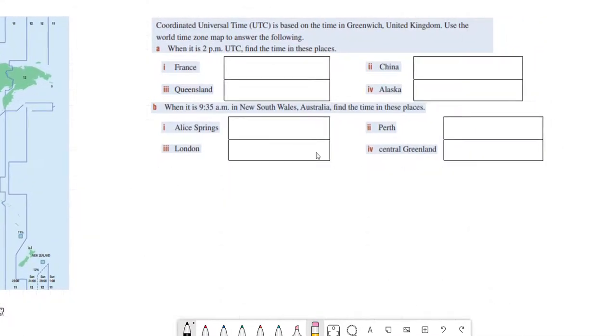So if it's 2 p.m. at Greenwich, then it's 2 p.m. in France. Now, Greenwich and China.